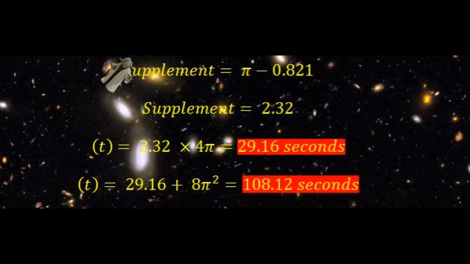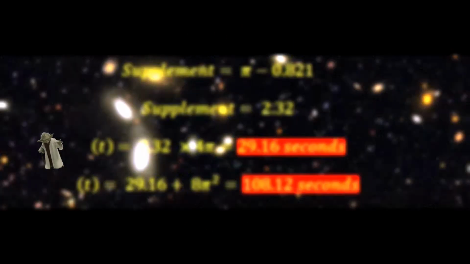To find the last two solutions, we first found the supplement of 0.821, the original sine value of t over 4 pi, by subtracting 0.821 from the value of pi. This gave us an approximate value of 2.32. We then multiplied this by 4 pi in order to solve for t. This gave us our third solution of 29.16 seconds. Again, we had to take this solution and add on the period in order to come up with our fourth and final solution of 108.12 seconds.